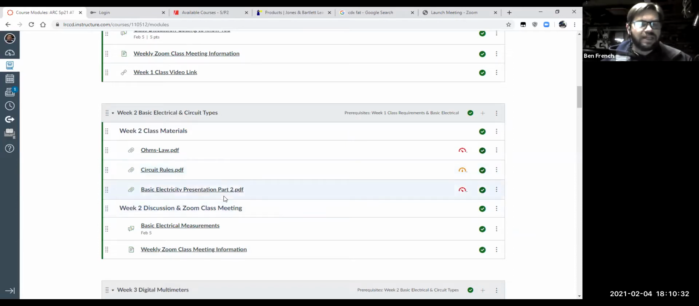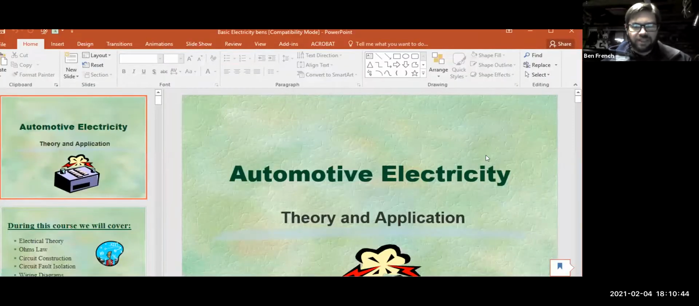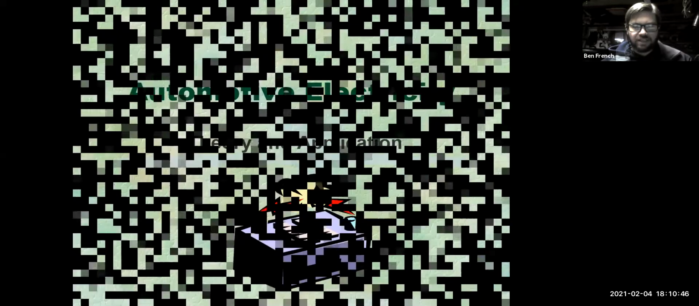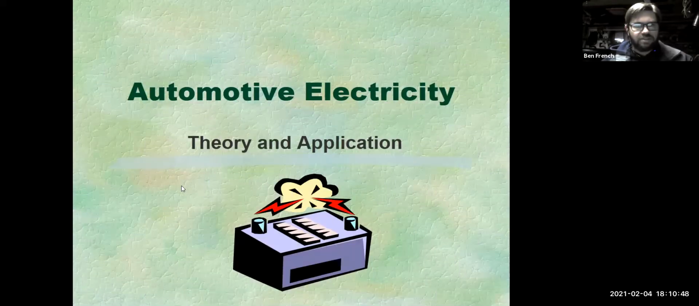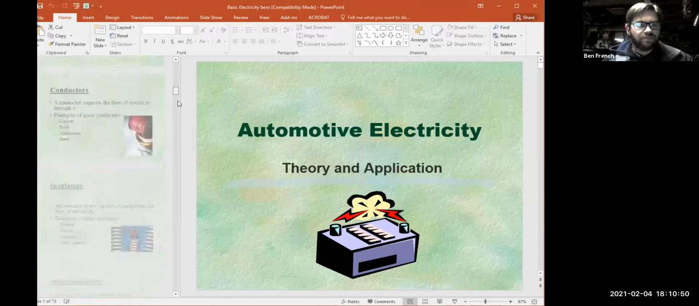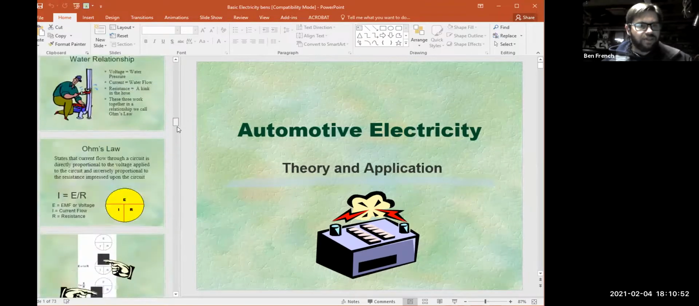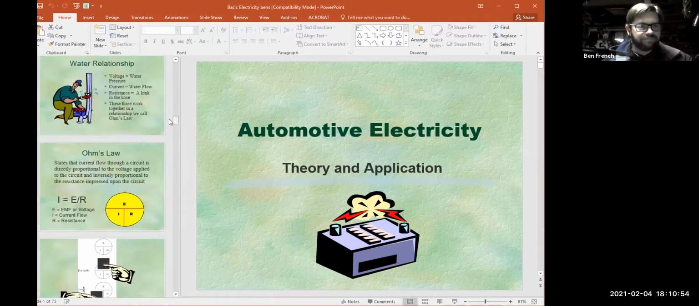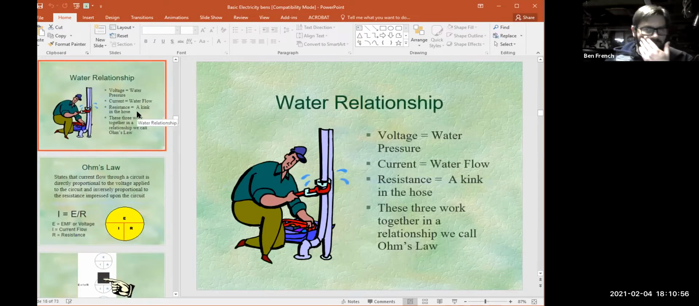So with that, I'm going to open up this presentation, and that means that I will be changing my screen share. So let me do a new screen share, and we're going to go to this and open it up. Actually, I'm going to fast forward down, because you know where we left off, where we talked about the water relationship of Ohm's law, right?